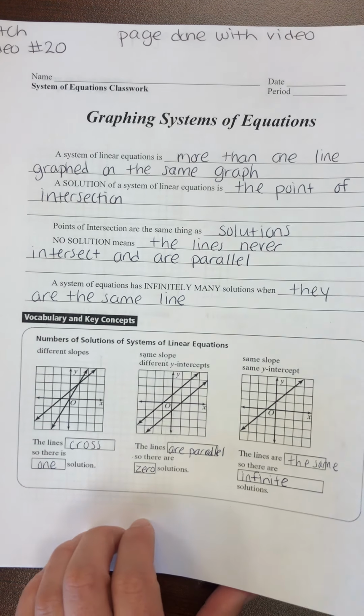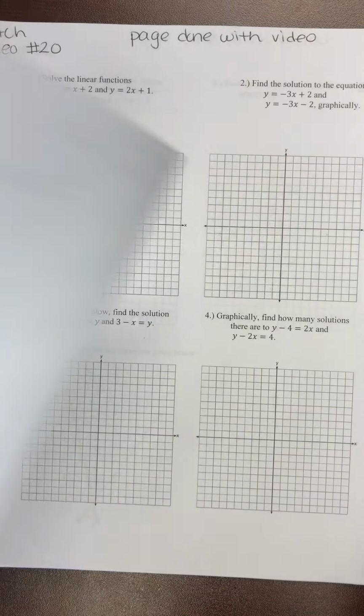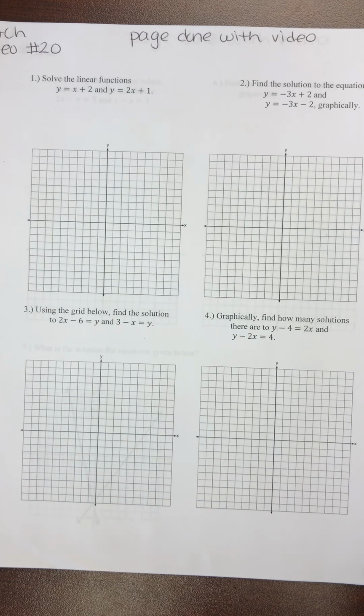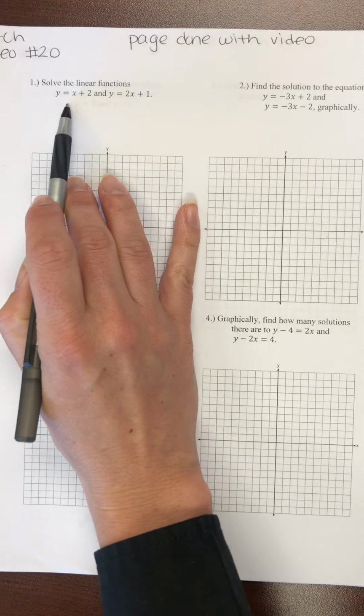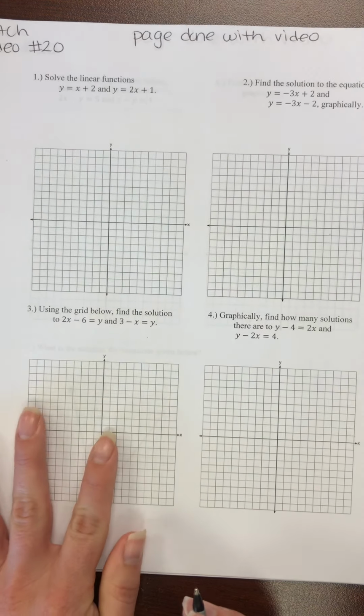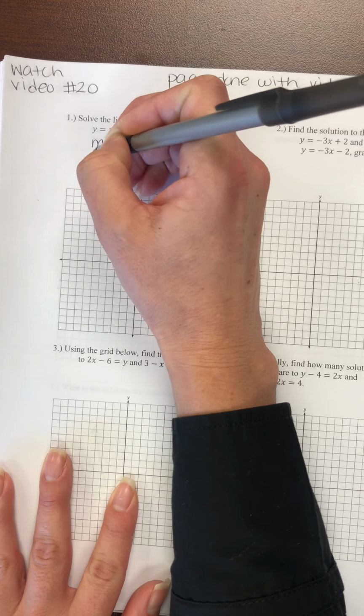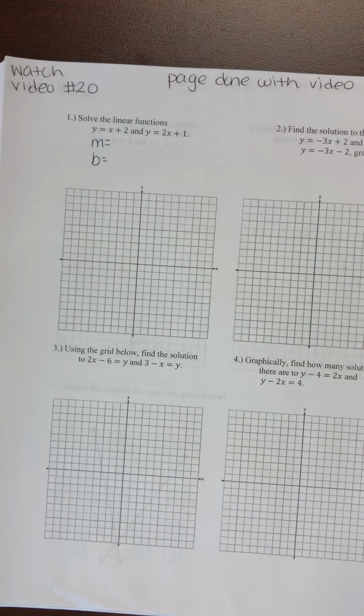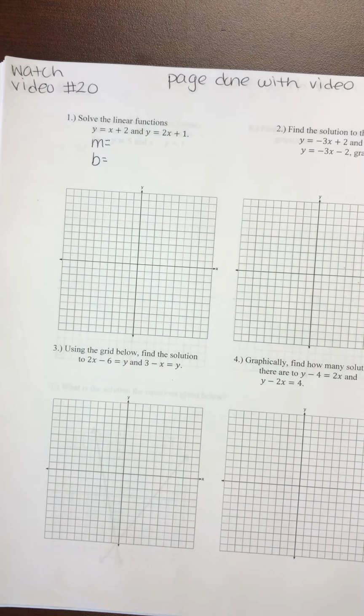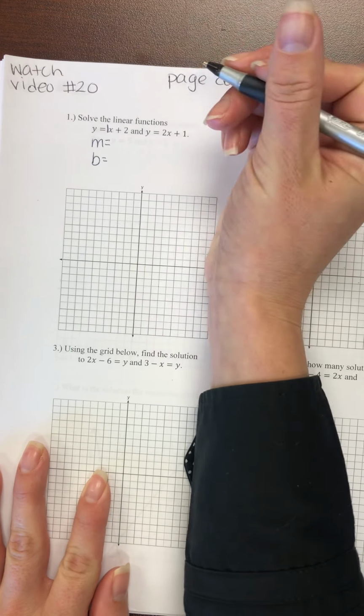All right, we're gonna flip to page 43 now. So number one says to solve the linear functions. Both equations are already solved for y, so I can go ahead and just pull out my m value and my b value. Remember, m is always in front of my x. The invisible number in front of x is 1.